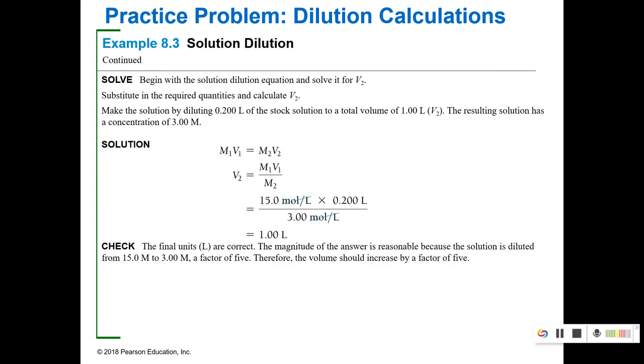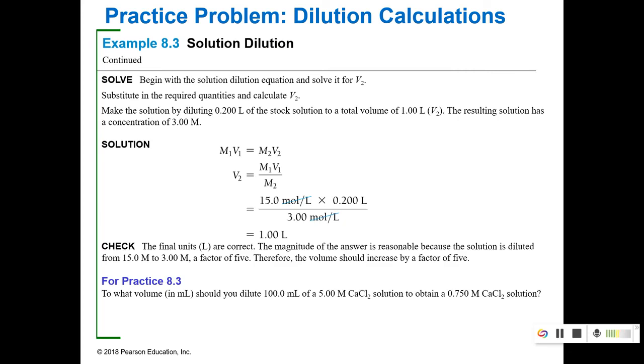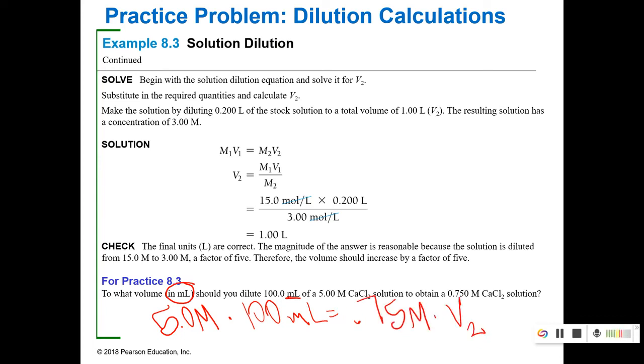Also, something important with dilutions is it is the same compound at the beginning and the end. Okay, now this one asks volume in milliliters. If both of them are in milliliters, you can leave them. So I have 5 molar times 100 ml is equal to 0.75 molar times V2. Now I get 667 ml of calcium chloride.